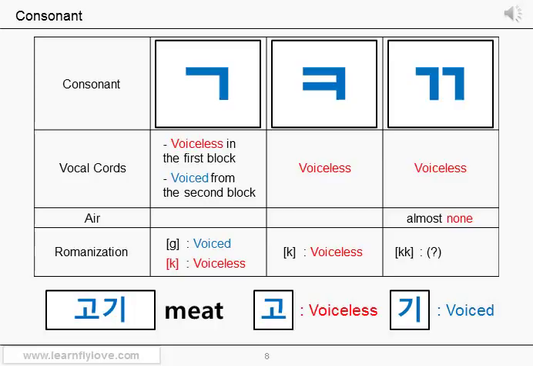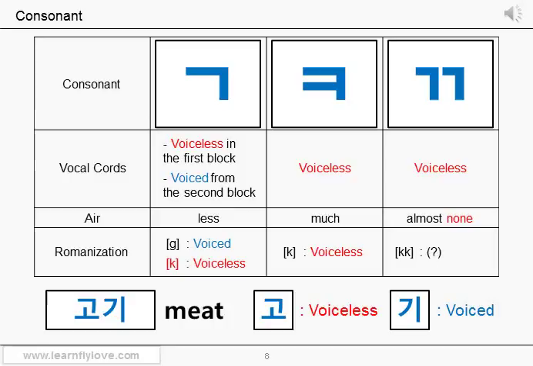a lot of air out of your mouth. So consonants like K are called aspirated sound. But you don't have to know that. Anyway, when you pronounce K consonant, a lot of air comes out of your mouth, and you can even feel that the air is tickling the roof of your mouth. And when you pronounce the first G consonant, you push out less air than K consonant.